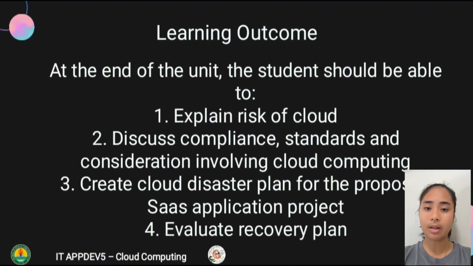In learning outcomes, by the end of this lesson, you will understand cloud security risk, learn about compliance and industry standards, develop a disaster recovery plan for cloud applications, and evaluate a recovery plan to ensure data protection.